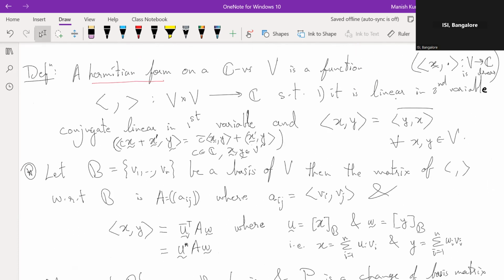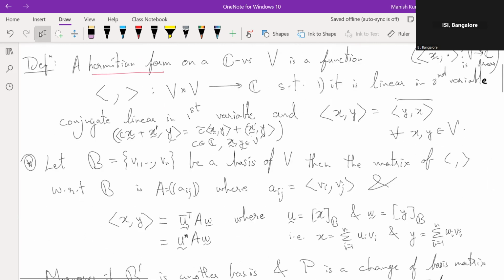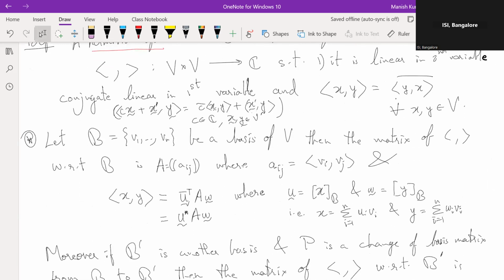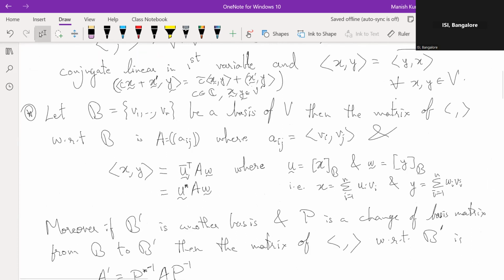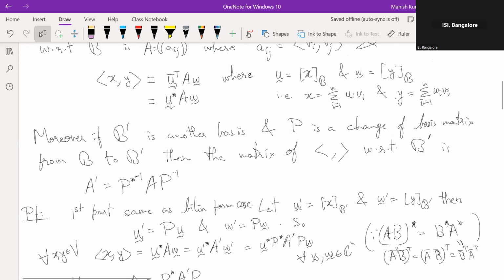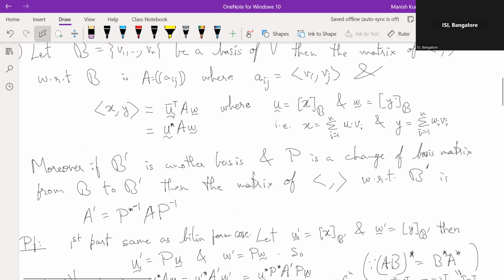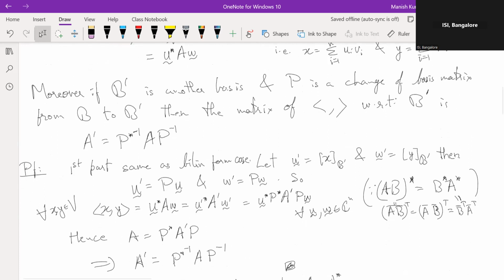Let me just think through once. So I suppose this is okay, right? If you take star of this thing, it is 1 by 1, so that is the same as taking bar. So you can prove that the matrix of a Hermitian form with respect to any basis is going to be a Hermitian matrix. Okay, good.